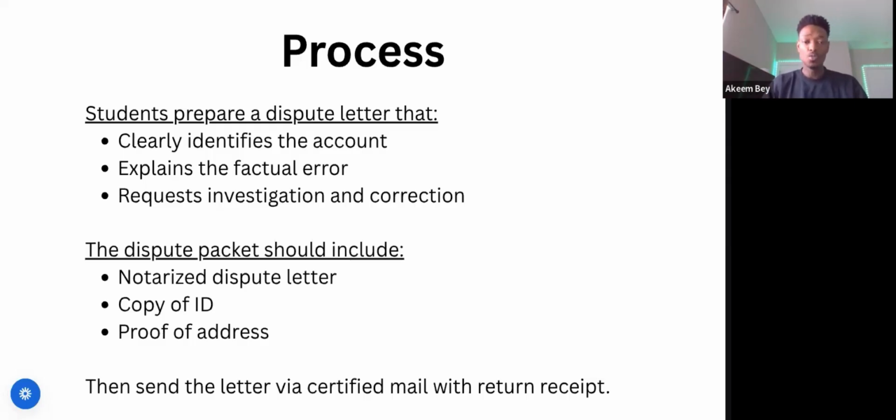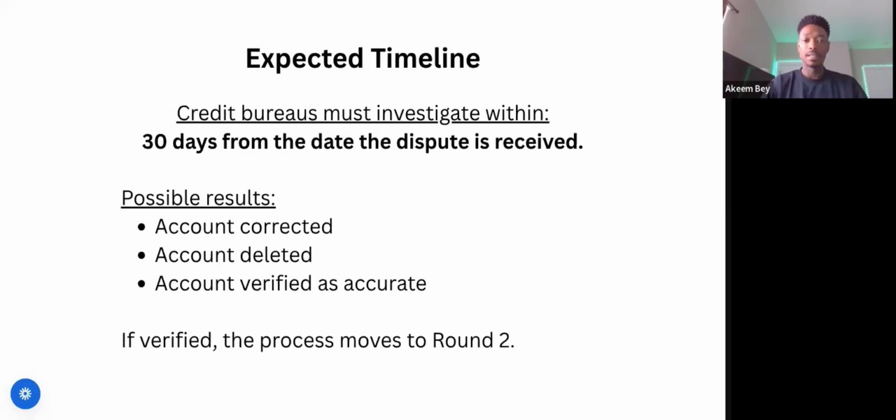So again, the dispute package should include the notarized dispute letter, the copy of your ID, the proof of address, and then you want to send it certified mail with the return receipt. Now, the expected timeline. So the credit bureaus, they have to investigate any disputes that you send within 30 days from the date that the dispute is received. And this is why you want to create that timestamp by sending it certified with the return receipt, right? And then possible results is that the account is either corrected. Hopefully that's just late payments on a current account. We could get those corrected and updated to positive.